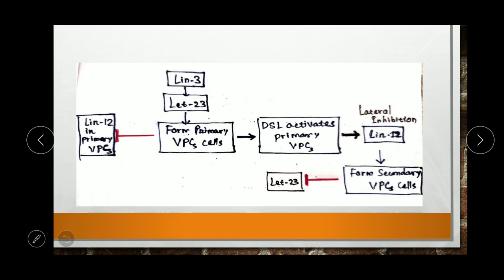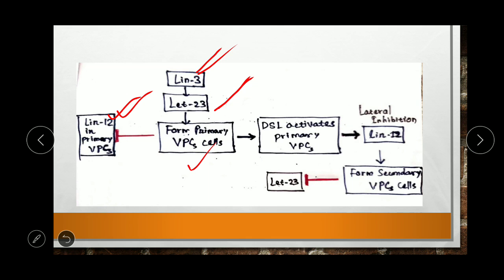Now you can see here lin-3 is the ligand molecule and LET-23 is the receptor. You must remember lin-3 is the ligand and LET-23 is the receptor molecule. That means lin-3 will be secreted by the anchor cell and the LET-23 receptor will be present on the vulval precursor cell. So the receptor and ligand interaction will turn P6.p into the primary VPC, and this primary VPC will secrete the lin-12 protein. Okay, lin-12 protein will inhibit the other two VPCs from becoming the primary VPC. So due to the action of the lin-12 molecule, they can't become the primary VPC.